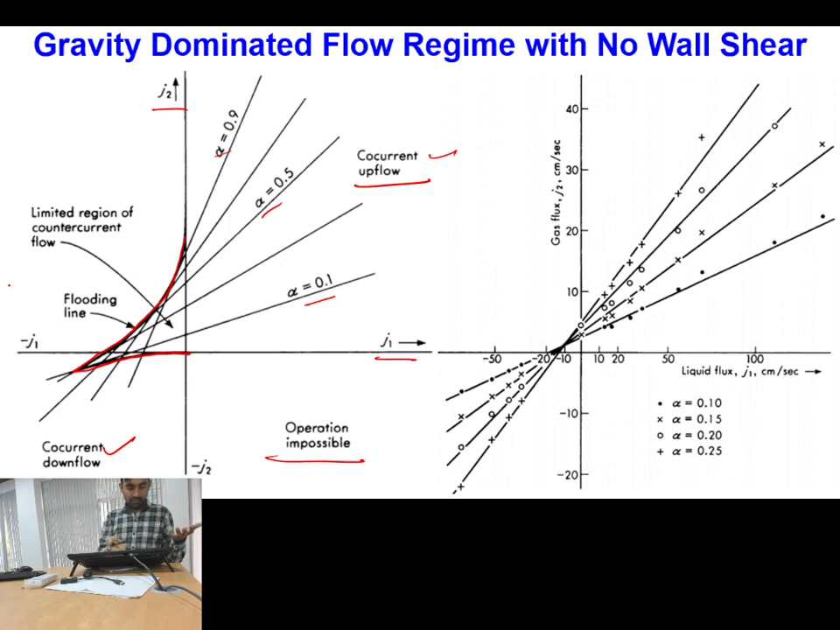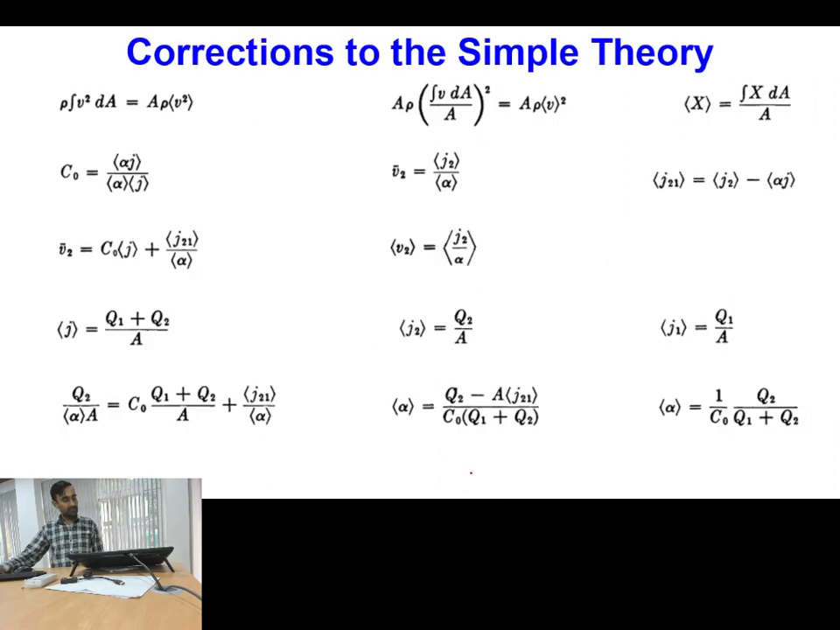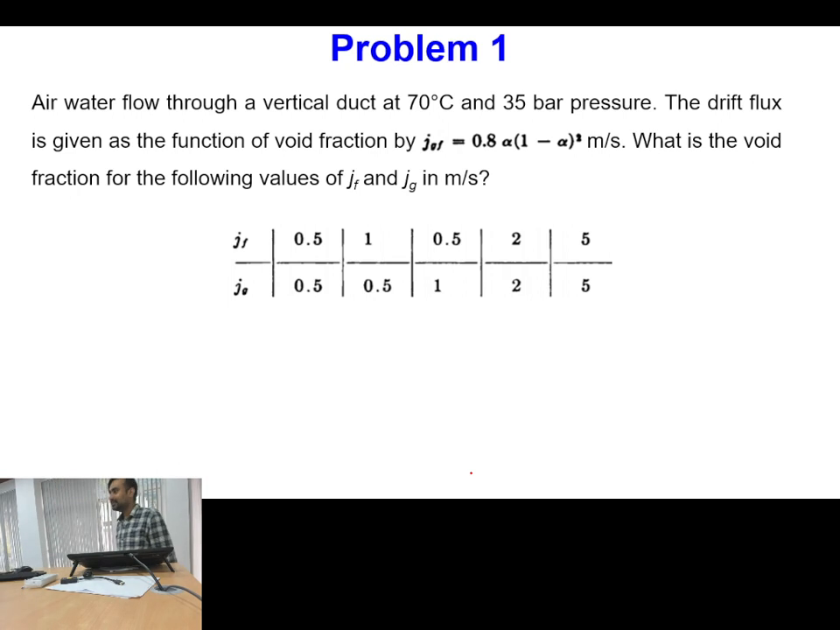So this theoretical thing we have seen is also shown for different experimental data. Experimental data is obtained within the flooding limit, and it is shown that these experimental lines corresponding to the given values of void fraction are almost following the straight line. Now this is something which is a correction to the theory. Let's not discuss this. Let's simply go to the problem.